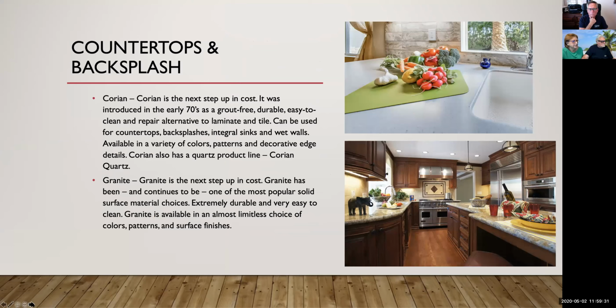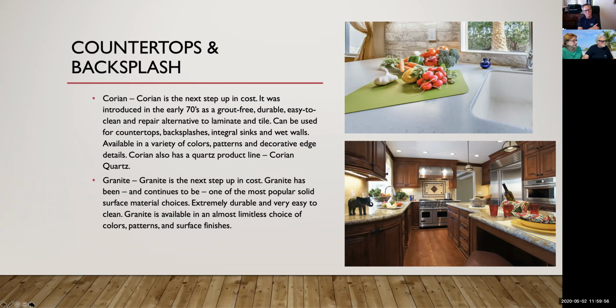And first up here is Corian. And we have Corian, and we have an integral sink, just like the photograph at the top. All one piece, no maintenance. Corian is the next step up in cost. It was introduced in the early 70s, and the selling point was that it was grout-free, durable, easy to clean, and repairable. A great alternative to laminate and tile.